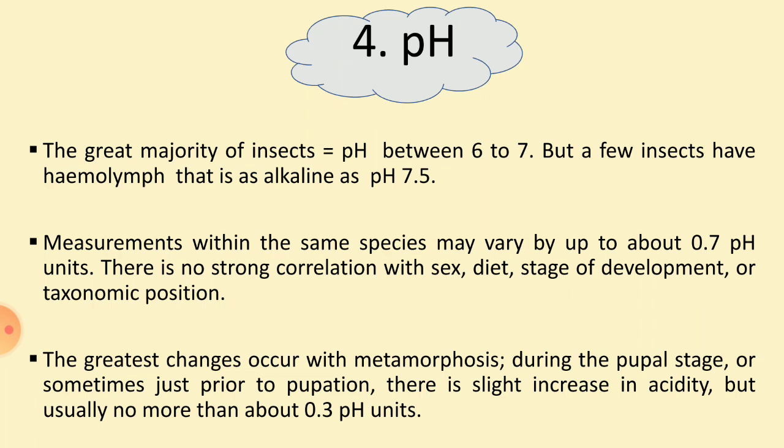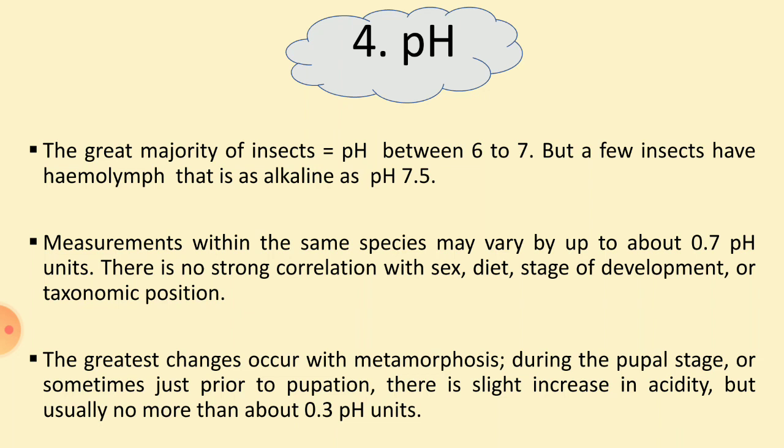So the pH is 6 to 7, and the measurement within the same species may vary by up to about 0.7 pH units. There is no strong correlation with sex, diet, stage of development, or the taxonomic position. So they do not cause changes in the pH of the plasma.